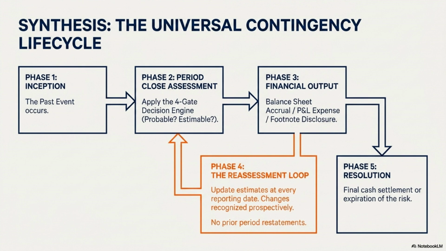Phase 5, resolution. A final cash settlement closes the matter, or the risk expires without a claim. The liability is released. Any difference from the accrual flows through the income statement, and the contingency life cycle ends.